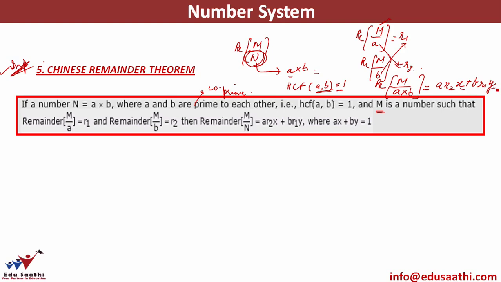So I'll cross multiply the things and I'll get my answer as a r2 x plus b r1 y. What are this x and y? X and y have to be found out such that ax plus by is equal to 1. This a and b I need to figure out in the question. So let's just form a question. If we are dividing a number with 35, any number, then instead of actually dividing the number with 35, I can break 35 into 7 into 5.